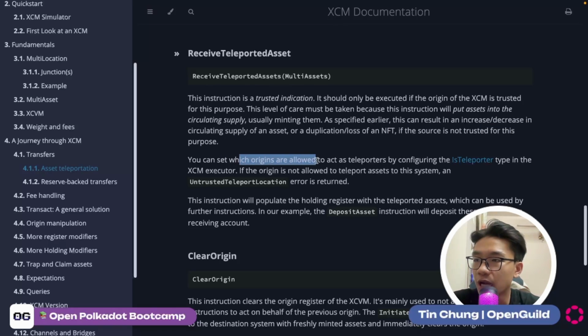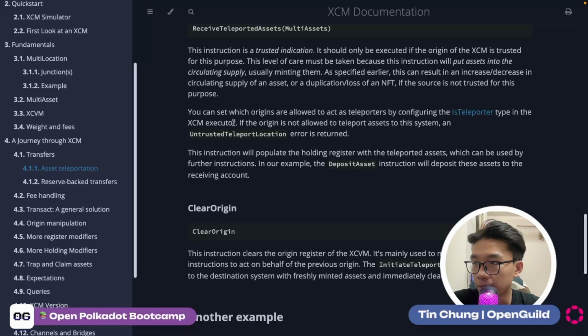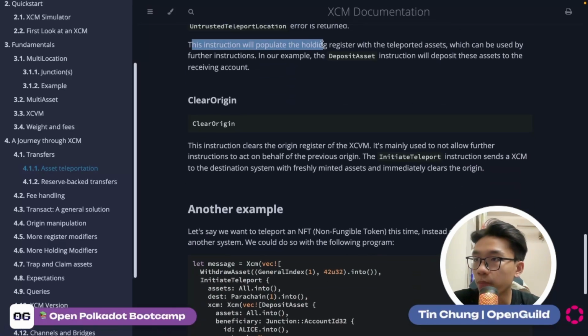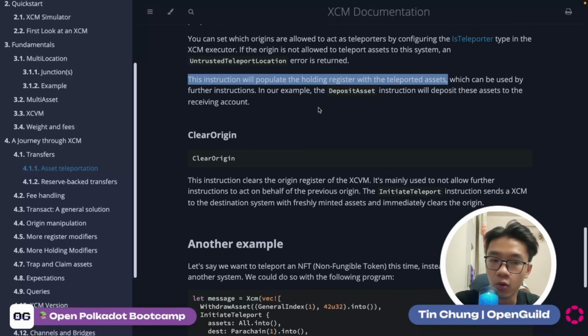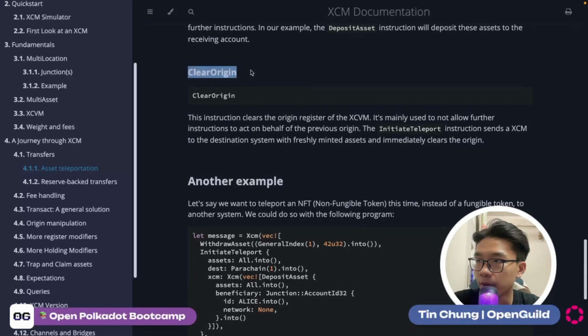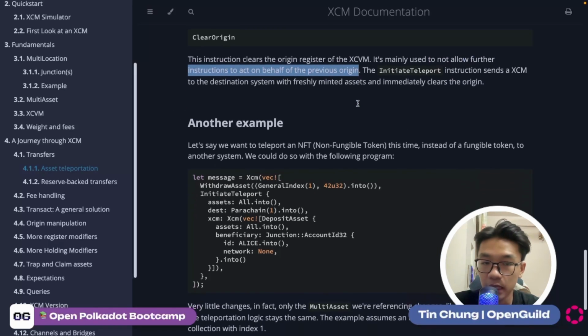You can set which origins are allowed to act as teleporter by configuring the IsTeleporter type in the XCM executor configuration. If the origin is not allowed to teleport the asset, an error is going to be thrown. This instruction will populate the holding register with the teleported asset, withdraw, and then call receive, which populates the holding register. Okay, so now the clear origin is also described here. This instruction clears the origin register of the XCVM, and it's used to not allow further instructions to act on behalf of the previous origin. We don't want that to happen again.